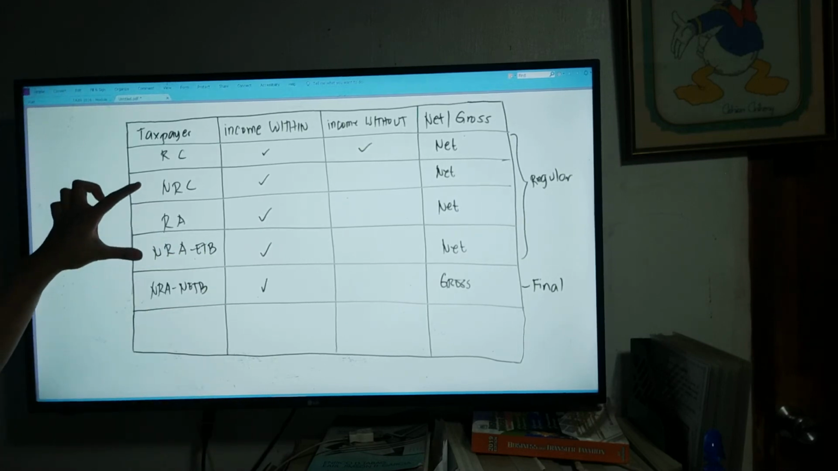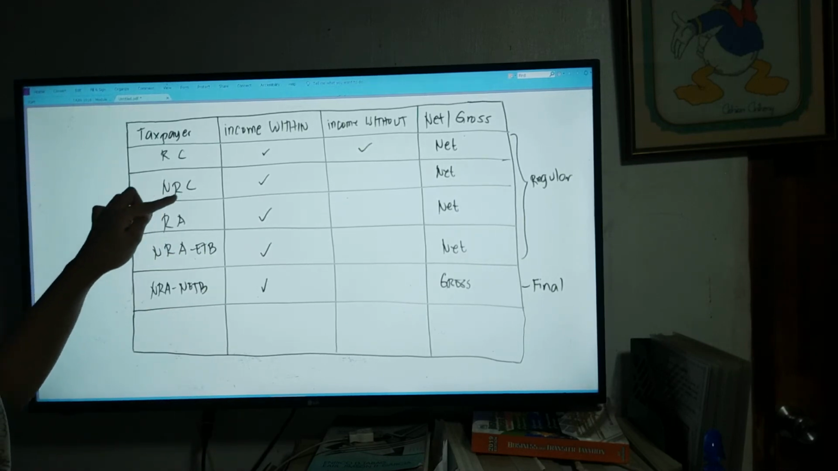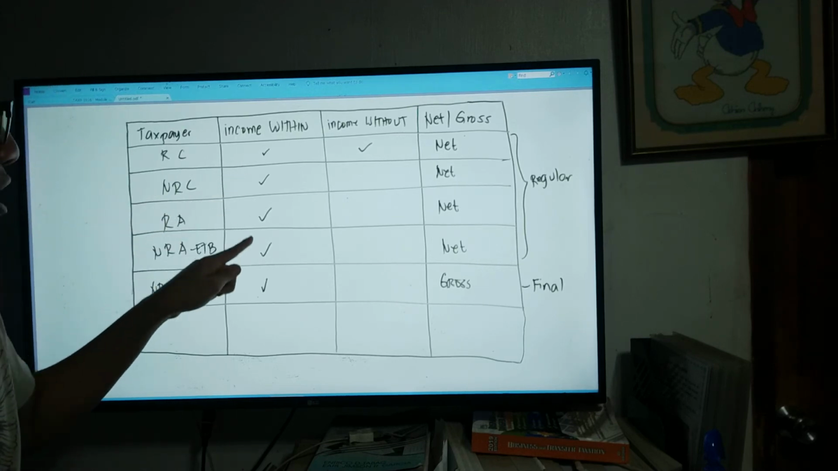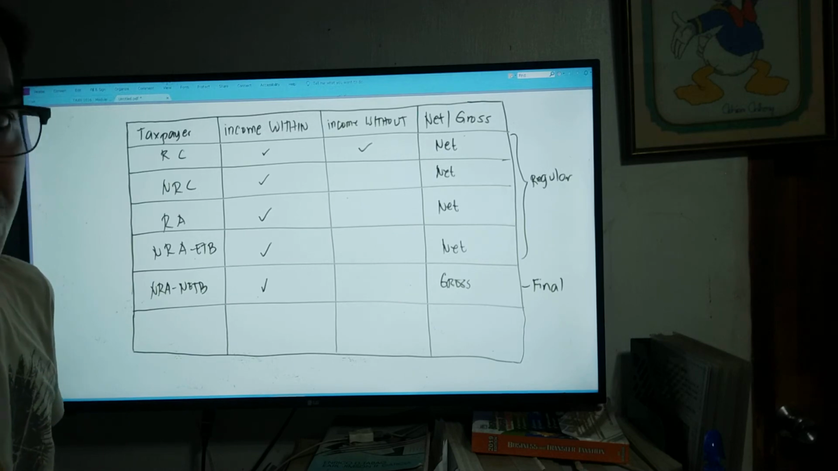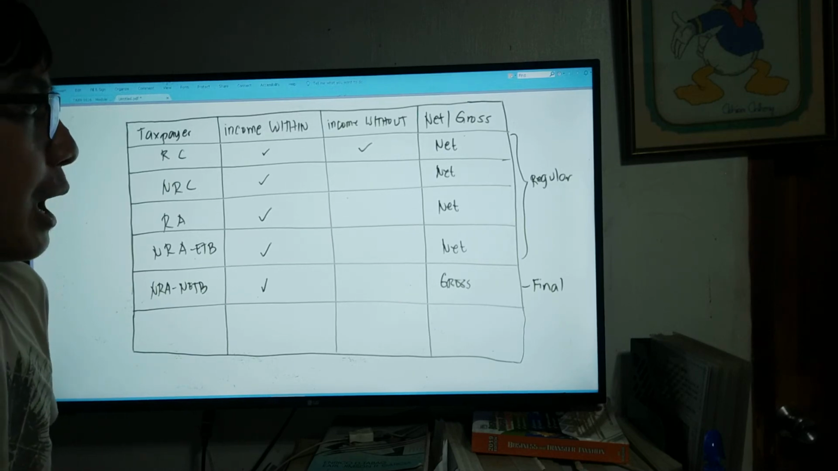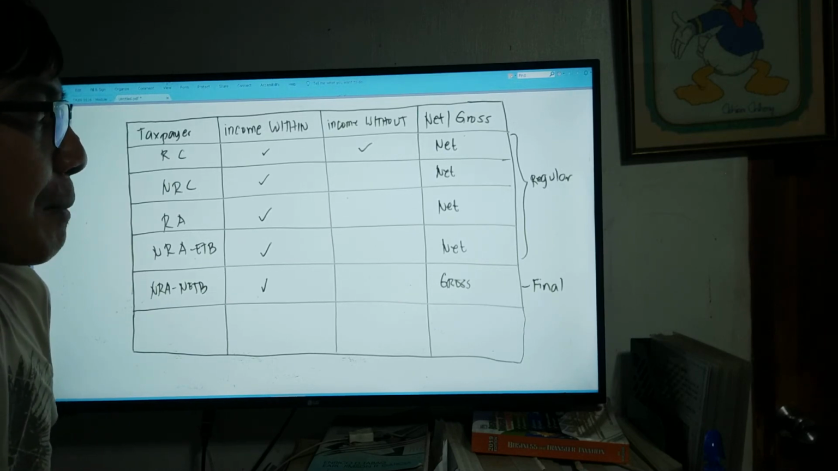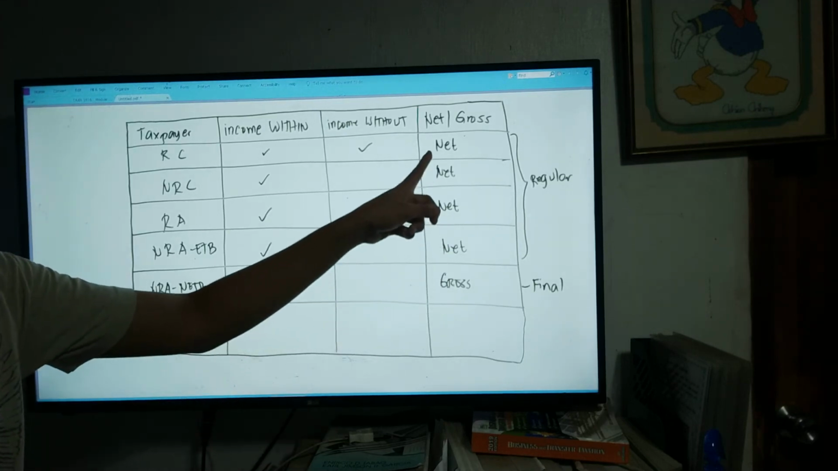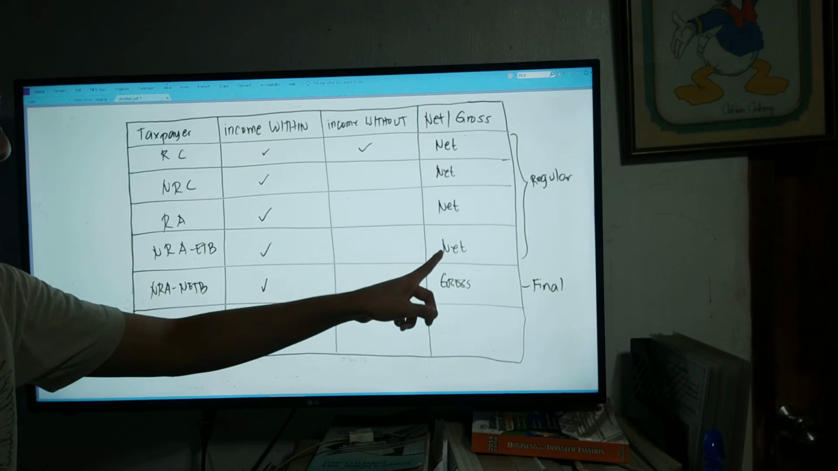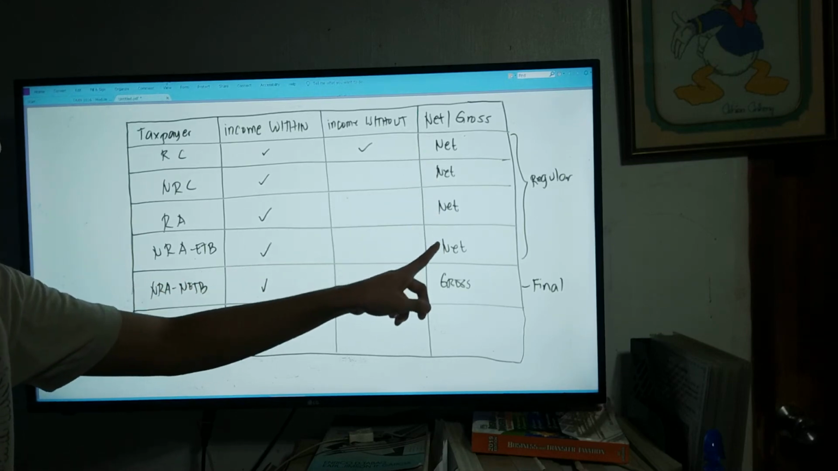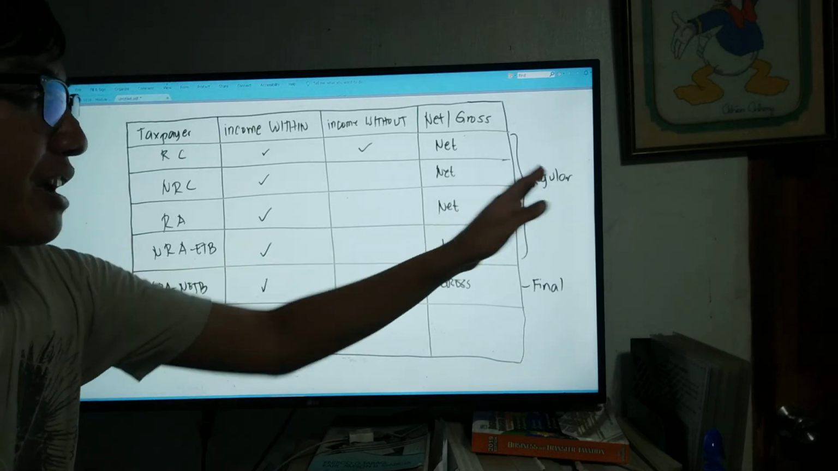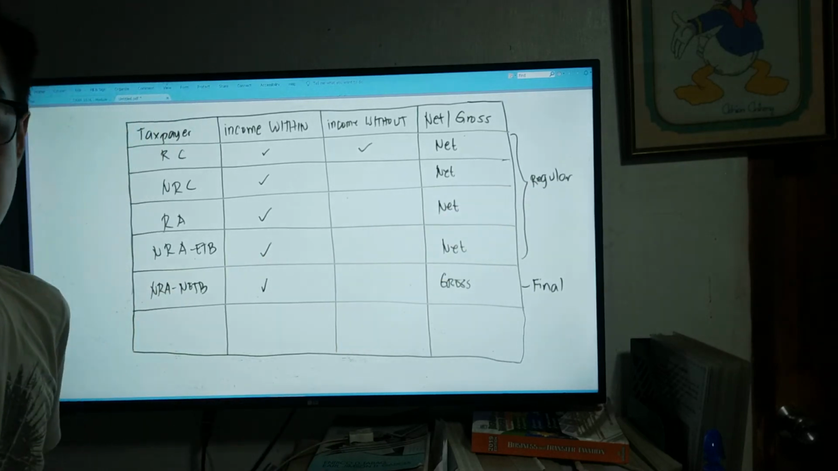Different po siya when it comes to NRC, RA and NRA-ETB. Kapag ho yung tatlong to, non-resident citizen, resident alien, non-resident alien, engaged in trade or business, income within lang ho ang papatawan ng tax. And lastly, syempre, net income po. Okay, so yung net taxable income after every deductions that are necessary. And then, syempre, regular taxation scheme po ang gagamitin.